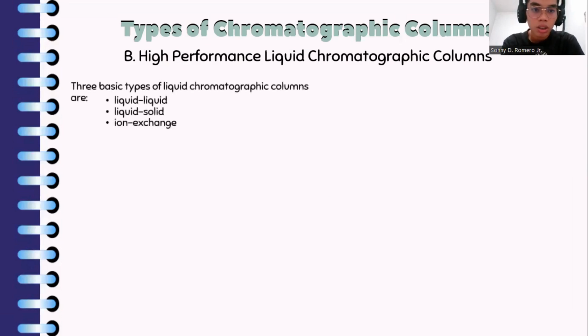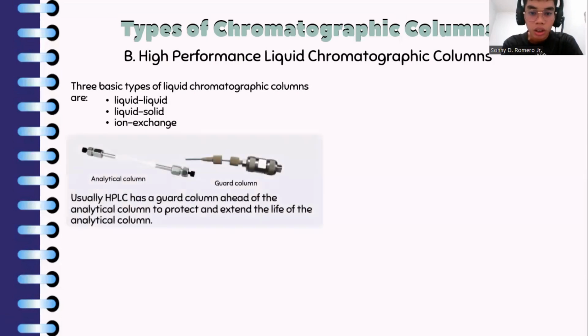So next are the liquid chromatographic columns. Liquid chromatography uses a liquid mobile phase. The three basic types of liquid chromatography columns are liquid-solid, and ion exchange. In terms of the columns, usually HPLC uses a guard column ahead of the analytical column to extend the lifespan of the column. The guard column removes particulate matter, contaminants, and molecules that bind irreversibly to the column. The guard column has a stationary phase similar to the analytical column.